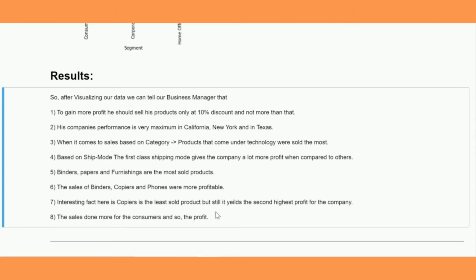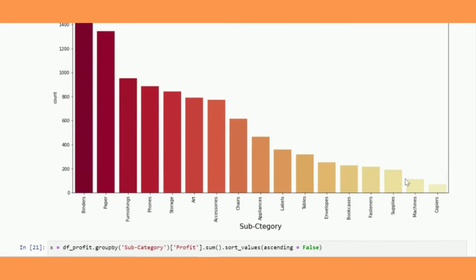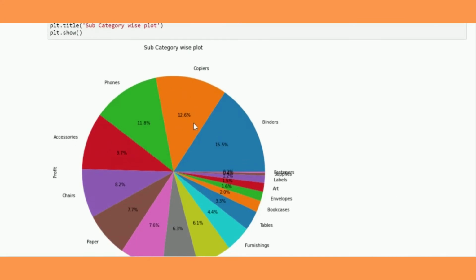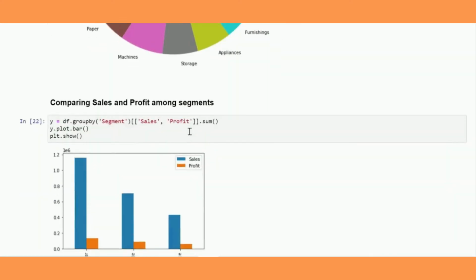The sales were done more for the consumers, and so was the profit. Have you seen this? The copiers were sold the least, and they yield the second highest profit. So selling copiers is more profitable.